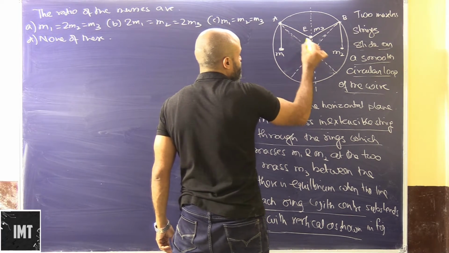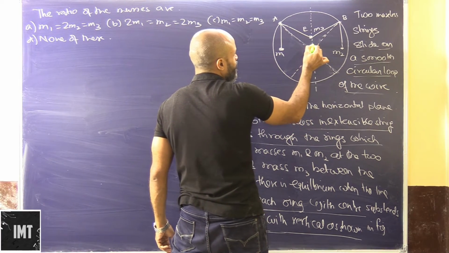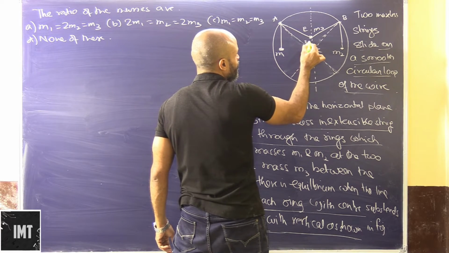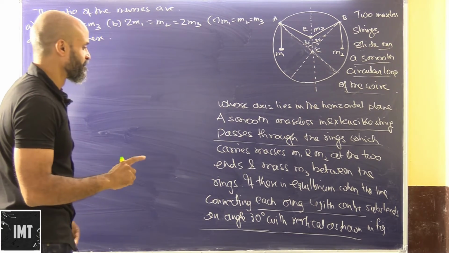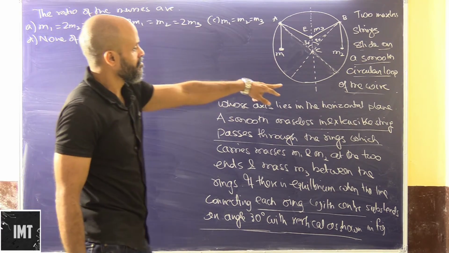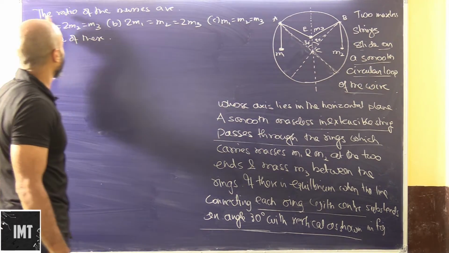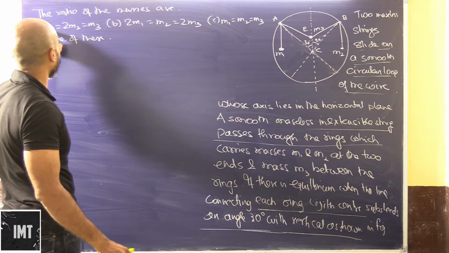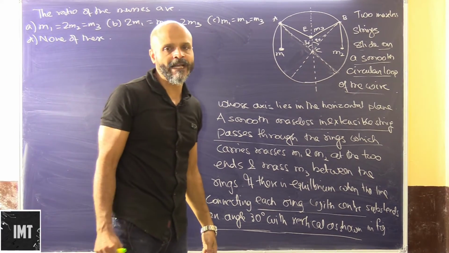So this is basically, let's say, the center, and we have this as line connecting with the vertical is 30 degrees. Line connecting with the vertical will be 30 degrees. Okay, in the figure. So this is basically two massless strings slide on a smooth circular loop. Okay, so now we have been given options. The ratio of the masses are m1 is equal to m2 is equal to m3, and so on and so forth. So how are we going to calculate this?